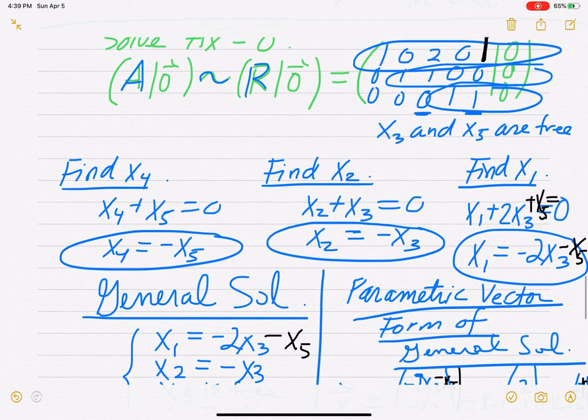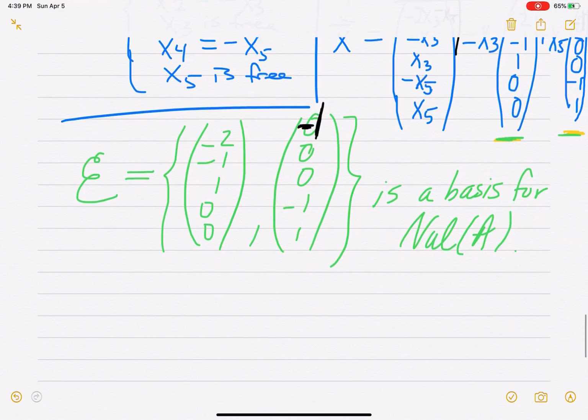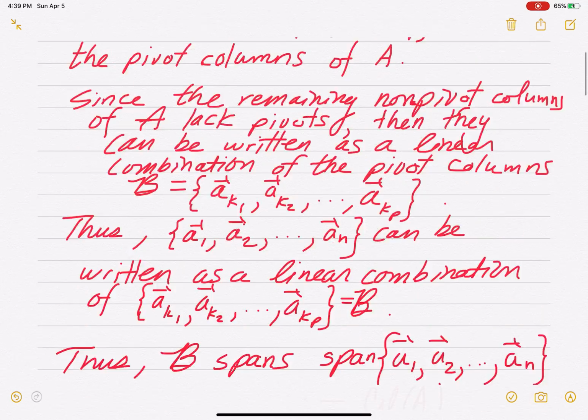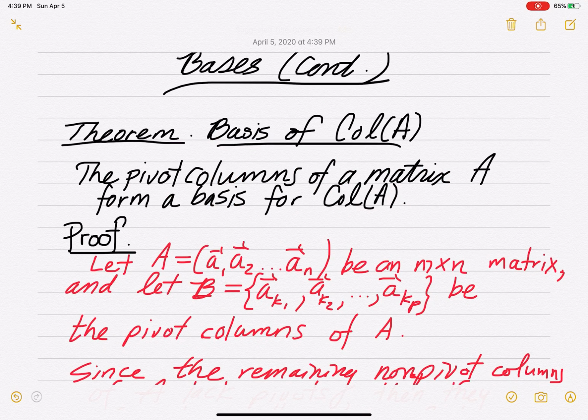Yeah, so be careful. Be careful. Not hard stuff, easy stuff. Yep, so that's how you find the basis of a null space and a column space.